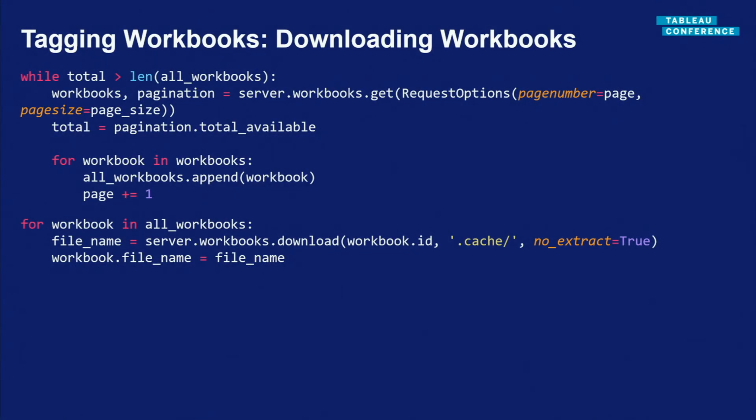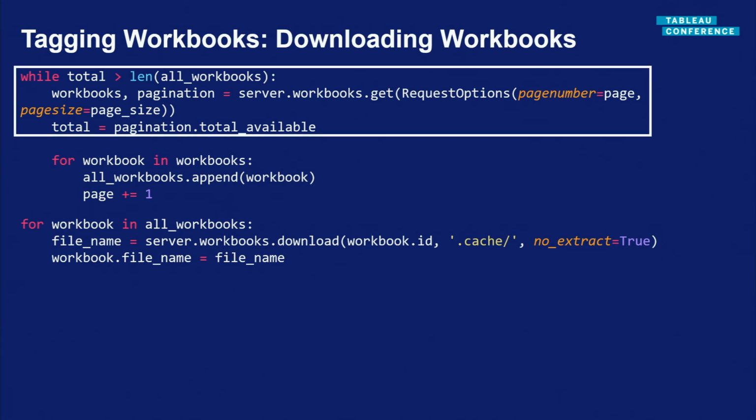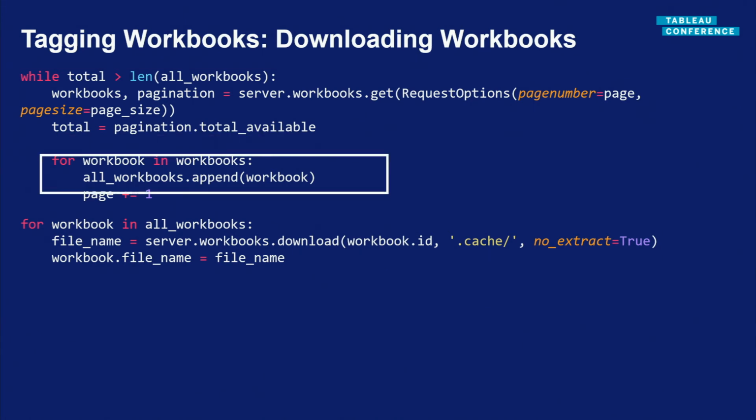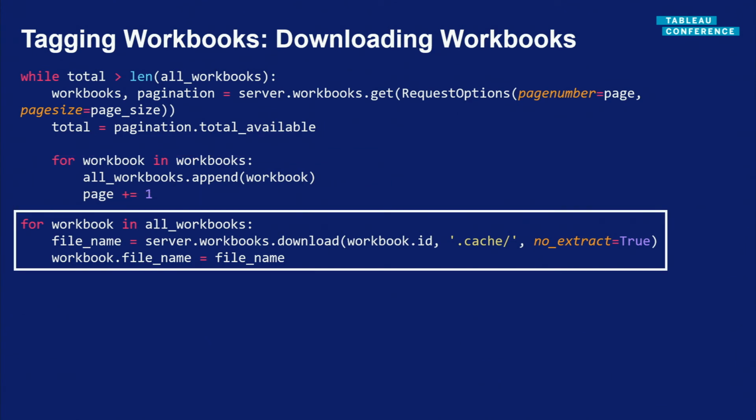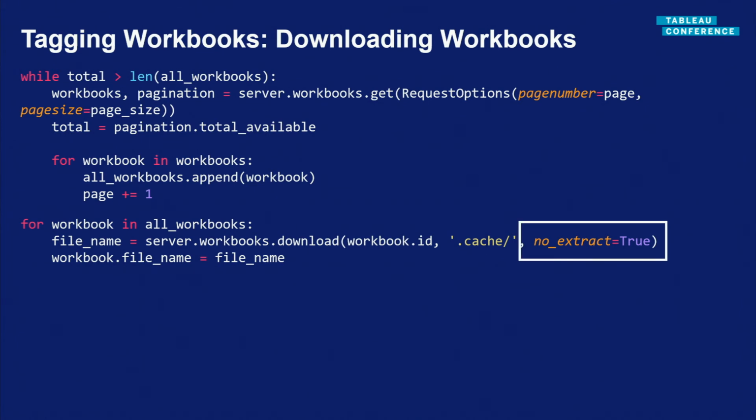So the first thing we're going to do is download all our workbooks again, similar to Migrating Workbooks. We're going to get all our workbooks and then iterate through each one. We're going to add them to a list so we can process them later. And finally, we download them. Now, here's where this particular scenario is slightly different from Migrating Workbooks. We're going to set the no extract flag to true because we don't need the data. We just need the workbook itself. And this is actually going to make the workbooks that you download much, much smaller.